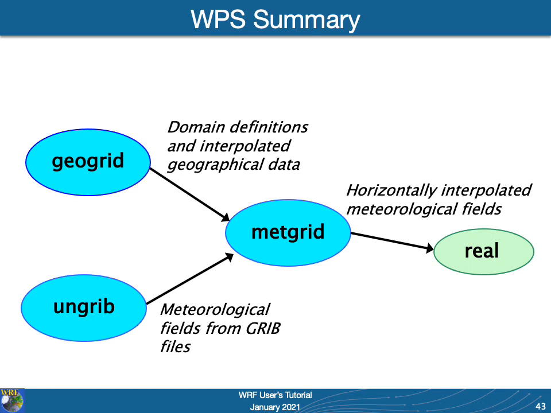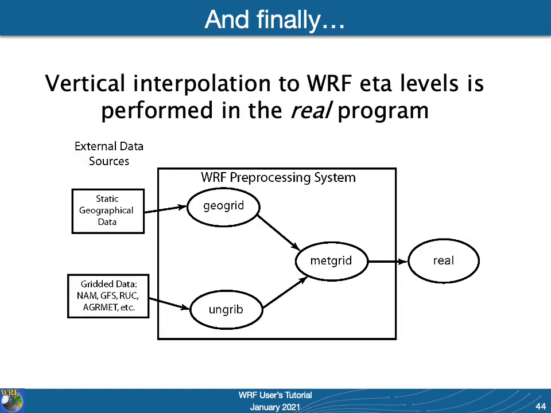So we can summarize the work of the WPS as follows. The Geogrid program is the program that we use to define our simulation domains and to interpolate time-invariant geographical datasets onto those domains. The Ungrib program is used to process meteorological fields from GRIB files and to write those data into a very easy to work with format. The Metgrid program horizontally interpolates meteorological fields onto our model domains, and the output of the Metgrid program then is passed off to the real preprocessor. That's discussed in a separate lecture. It's the real program that handles the vertical interpolation from isobaric or native vertical levels onto the ADA levels that are used in the WRF solver.